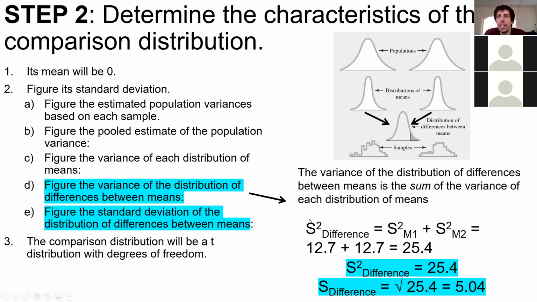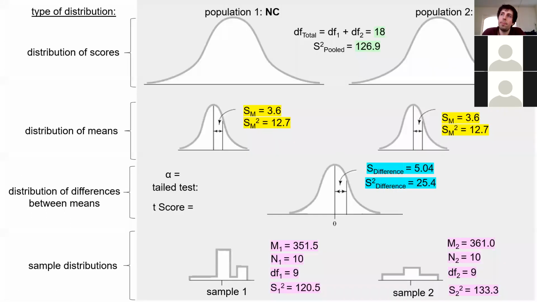Because remember, its mean was already known to us. Its mean is known to be 0, because that is the mean you would expect if our null hypothesis that population 1 and population 2 have equal means is the case. So we now have those two facts about our comparison distribution: its mean, which is 0, and its standard error, which is 5.04. So in teal, I've put our two bits of information.